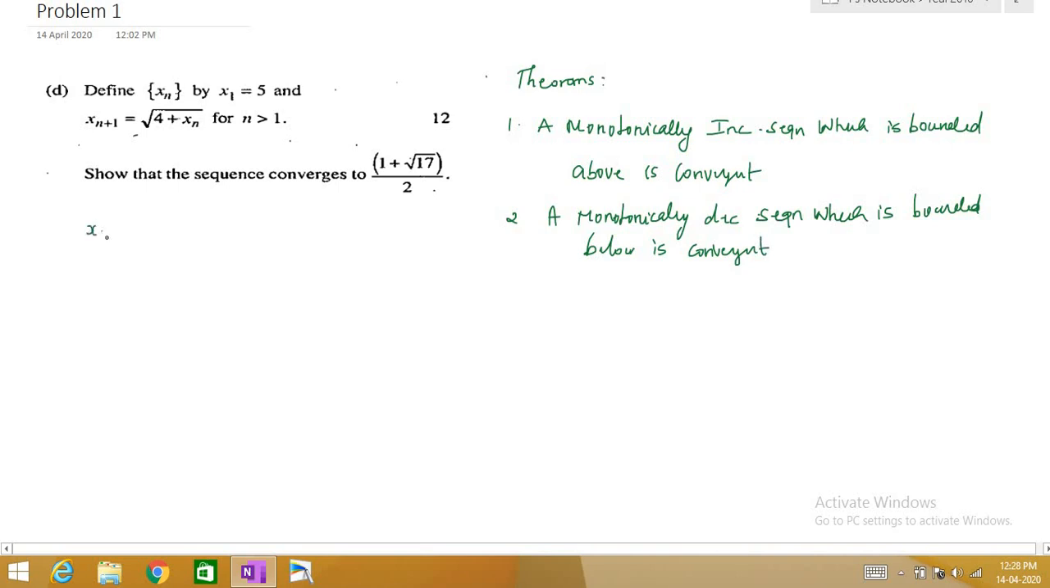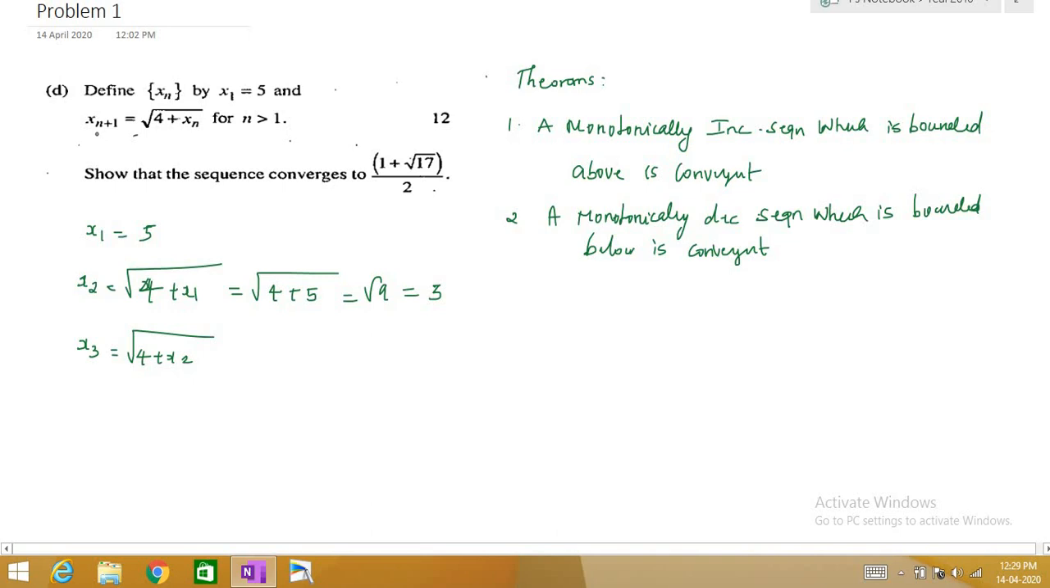It is given that x1 is equal to 5. Now what will be our x2? It is nothing but the square root of 4 plus x1, right? Which is nothing but the square root of 4 plus 5, which is the square root of 9, which is equal to 3, right? So what will be our x3? It is the square root of 4 plus x2, right?